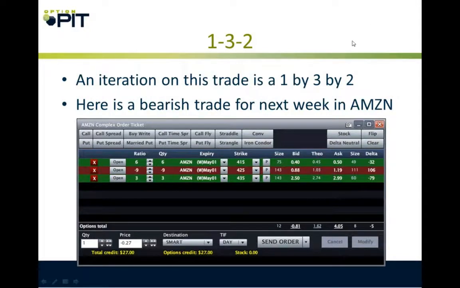I'm talking into the laptop. So the way this trade works is I buy one, in this case 3 of the 435 puts. I pay $275. I then sell 9 of the 425s and buy 6 of the 415s. Net, I pay a small debit. My total debit's $1.62.